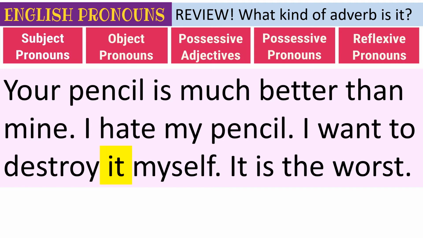It, be careful with it. It can be multiple things, but look at it in the sentence. I want to destroy it myself. It's an object pronoun because the action is being done to it, right? It is not doing the destroying. I is doing the destroying, but it is being destroyed, so it's an object pronoun.